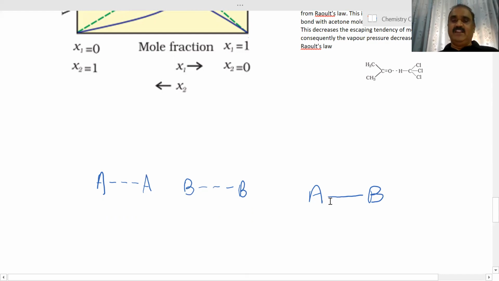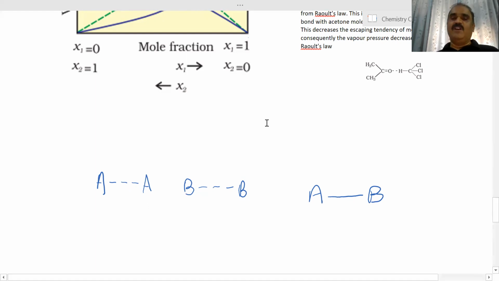Okay. Now, vapor pressure is lesser. Why? Because when these were separate, the rate of vaporization was more, more vapors were forming because weak forces are there. And now forces have become stronger, less vapors will be formed. So vapor pressure will also be lesser.